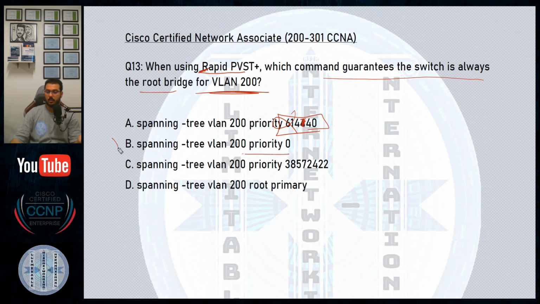Priority 0 is the correct one. Priority blah blah blah is incorrect. How much is that? 38 million. There is no such number that can be typed in Cisco devices when it comes to priorities. Root primary is also correct, but we need to choose one. Based on Cisco recommendation, to avoid any flapping that can happen between multiple devices acting as root bridge for the same VLAN, don't use the root primary command. It works, but don't use the root primary command.